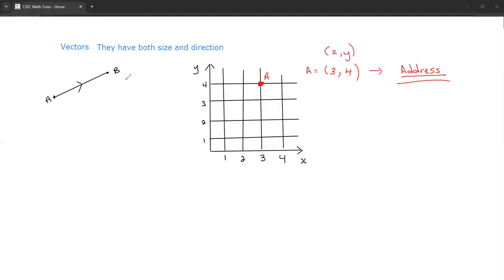Now a vector tells me the instructions to get to a point. So we could think of vectors as the instructions to get to a particular point. That's like in layman's terms how to explain it. Now, vectors are usually represented like this. This is known as a column vector.